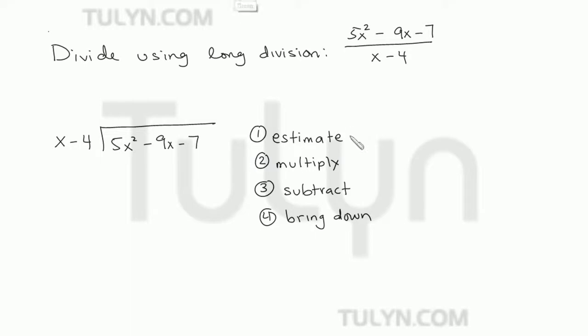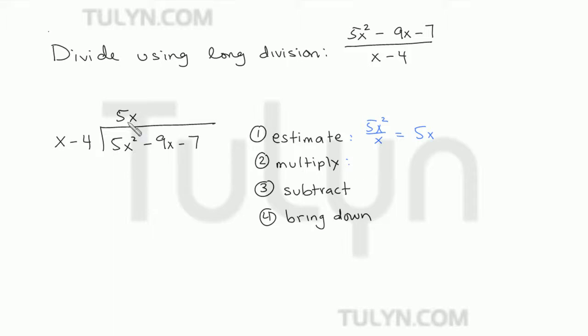And in this case, we want to estimate the first term of the polynomial inside the house with the first term of the polynomial outside the house. So we want to estimate 5x squared over x. And dividing that, we get 5x. So we want to put 5x up here. Right? And then the next step would be to multiply.